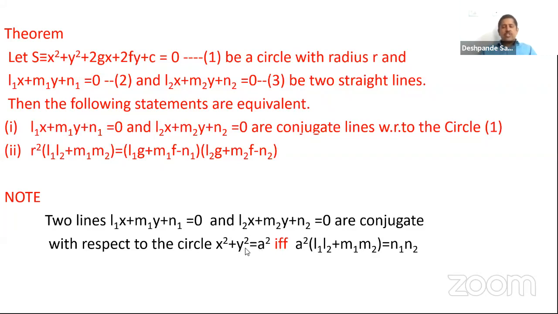Radius is going to be a. So G value is 0 and F value is 0. So put G equal to 0 and F equal to 0 here. When you put these two values as zeros, you get minus N1. And when you put these two values as zeros, you get minus N2. So minus N1 into minus N2, and minus into minus is plus. So it is going to be N1 and N2.